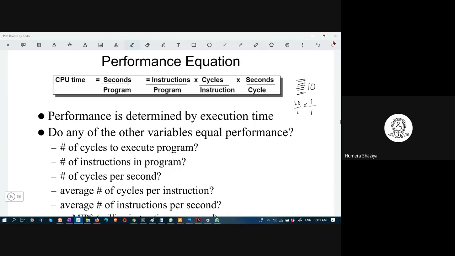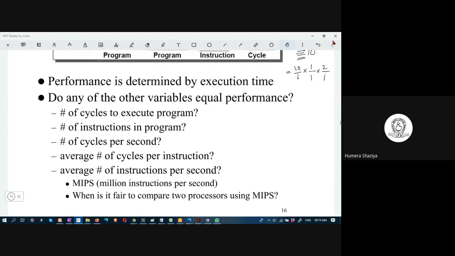One cycle for one instruction, into seconds per cycle. How many seconds are required for each cycle? Let us say 2 seconds are required. This is just an example. It's not 2 seconds. Within a second, billions of instructions are executed and cycles are processed. For simplicity's sake, this would be written in this form.